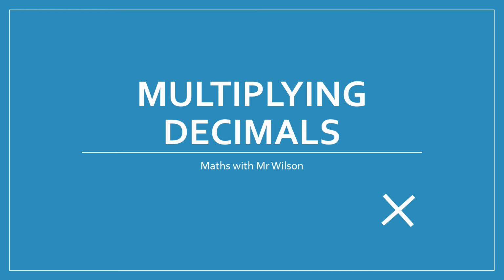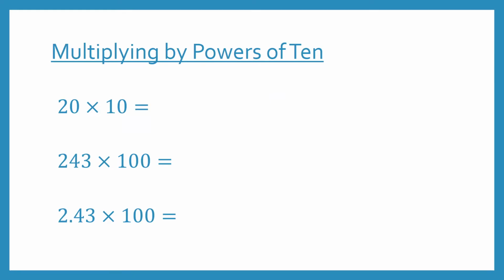Hello, and welcome to this lesson where we're going to look at how we multiply decimals. So we begin by looking at how we multiply our decimals by powers of 10. Powers of 10 are just numbers like 10, 100, 1000, etc.